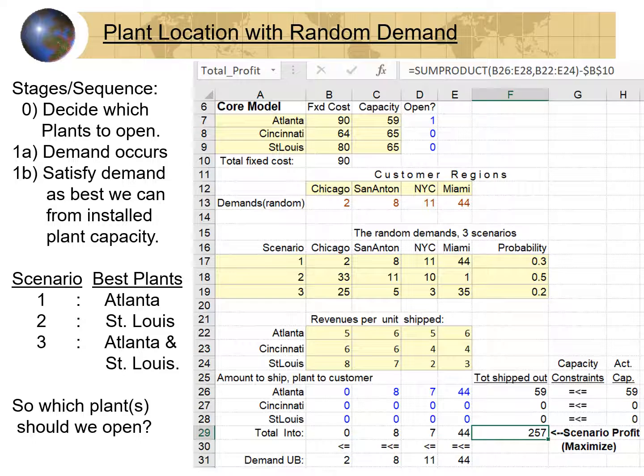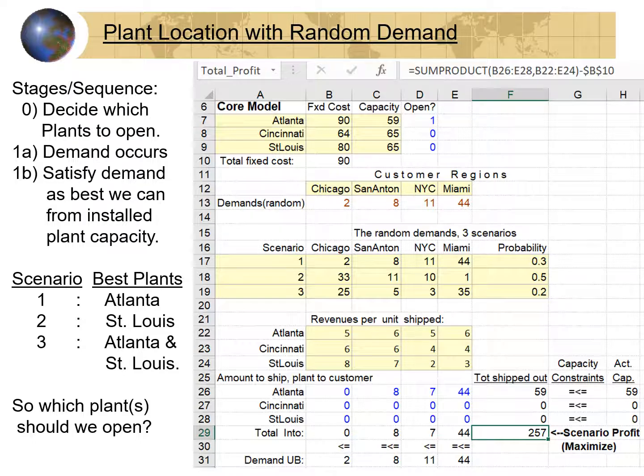So up in the upper left, let's review what is going on here and sort of how we have to think about this. So in stage 0, we have to decide which plants to be open without knowing which demand scenario is going to occur.